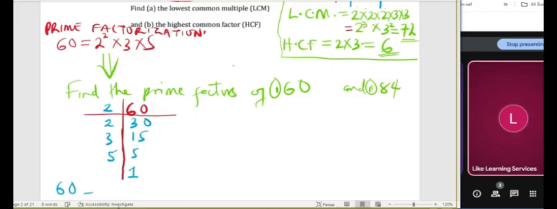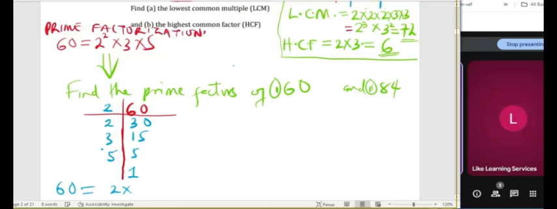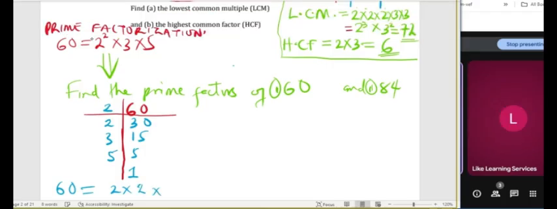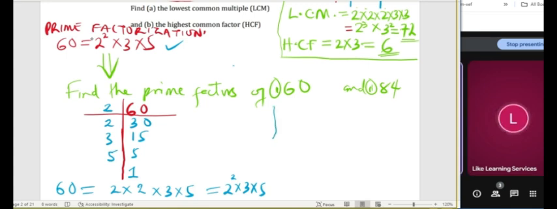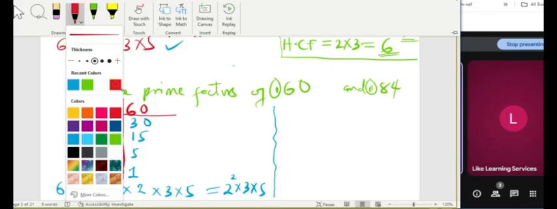That's why 60 is equal to 2 times 2 times 3 times 5, or 2 raised to the power 2 times 3 times 5. That's how they came about this. Can you do that for 84?